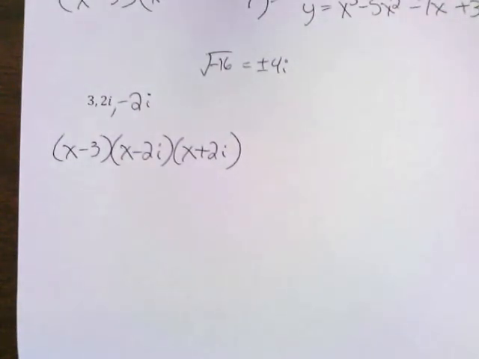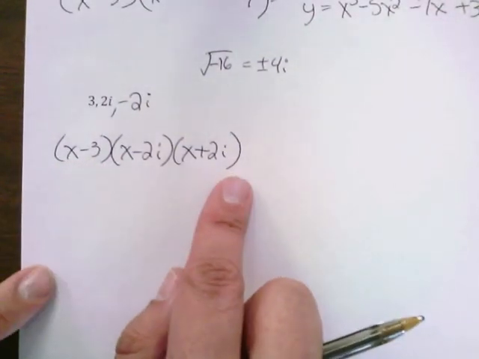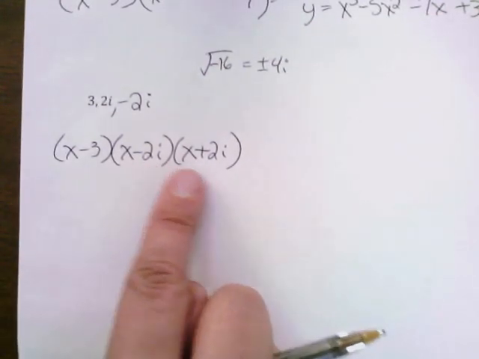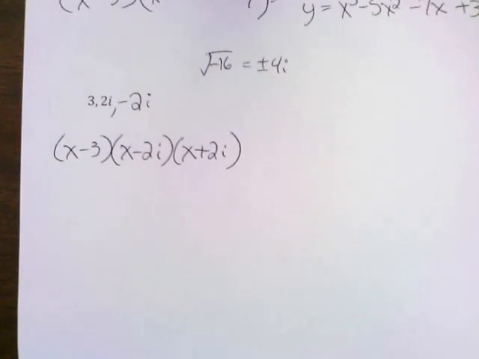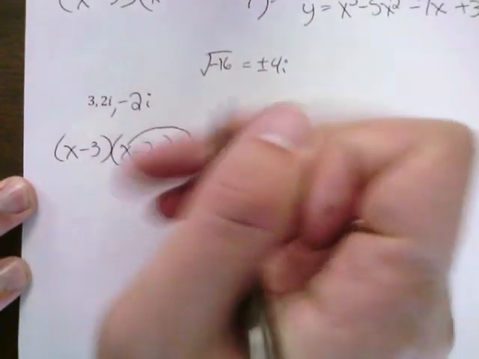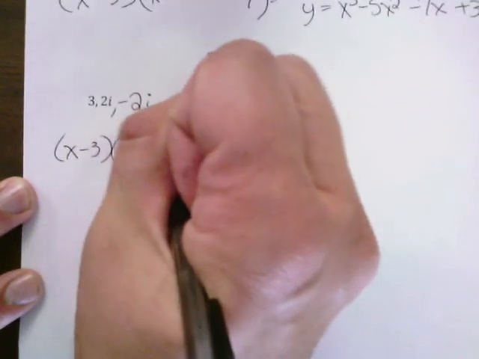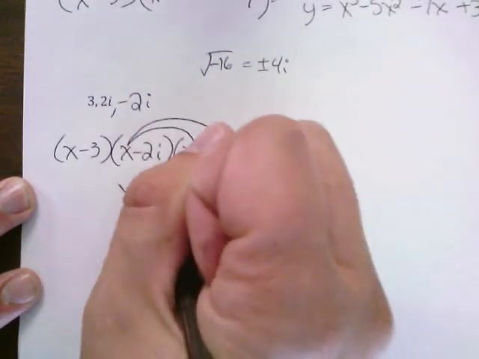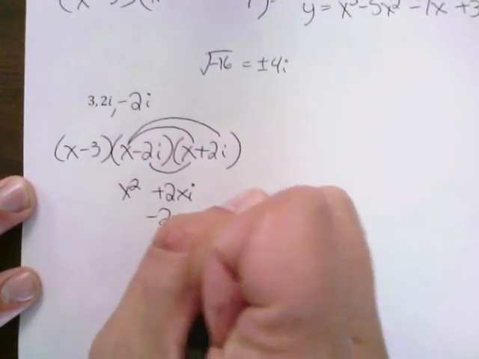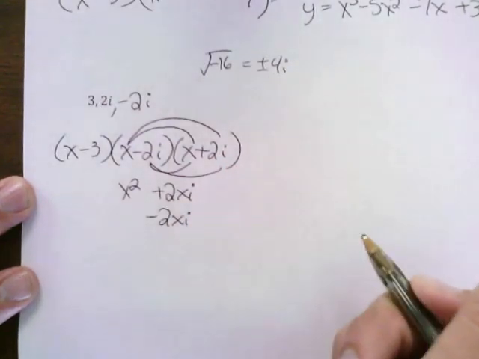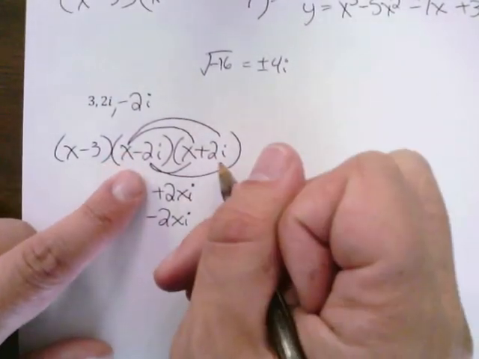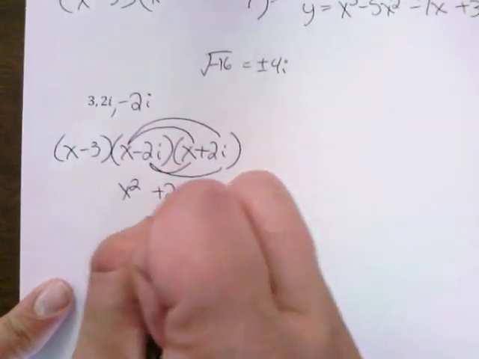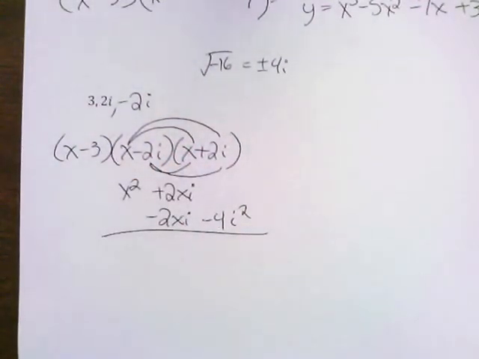I'm going to go ahead and try and work with it to get it in standard form, which means I need to distribute. I'm going to choose these back two parentheses. They're very, very similar. X minus 2i and x plus 2i should have some pretty interesting canceling here. So x times x being x squared. X times 2i is positive 2xi. Negative 2i times x is negative 2xi. And then negative 2i times a positive 2i, negative 2 and positive 2 being negative 4, i and i being i squared.